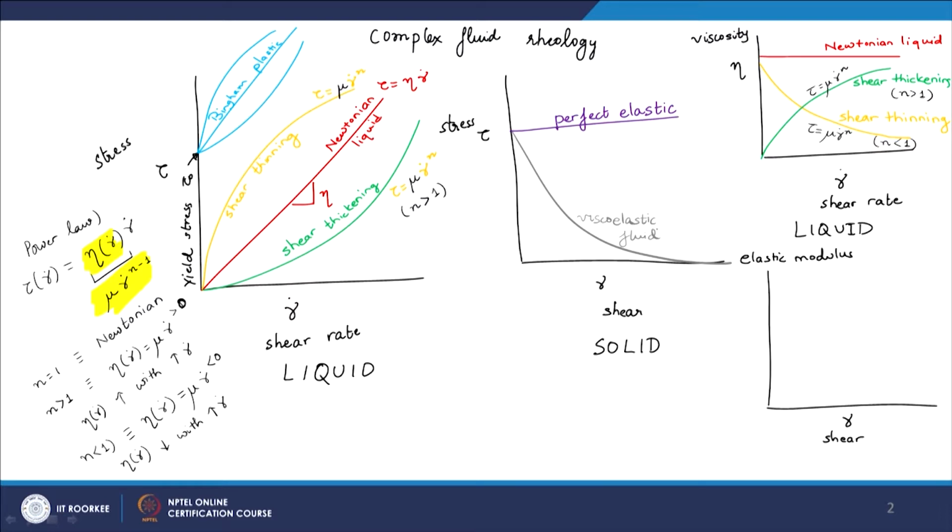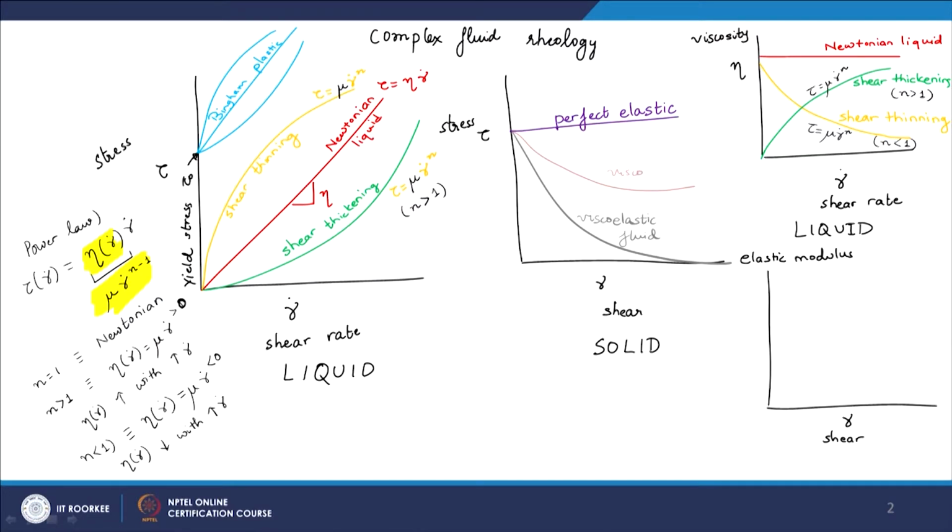And then finally you can have materials that can show a behavior like that, where it starts from a high value. As I increase shear, the magnitude of modulus decreases, but doesn't quite go to zero. It doesn't become a liquid. It remains somewhat solid still. This is the material I would call a viscoelastic solid.